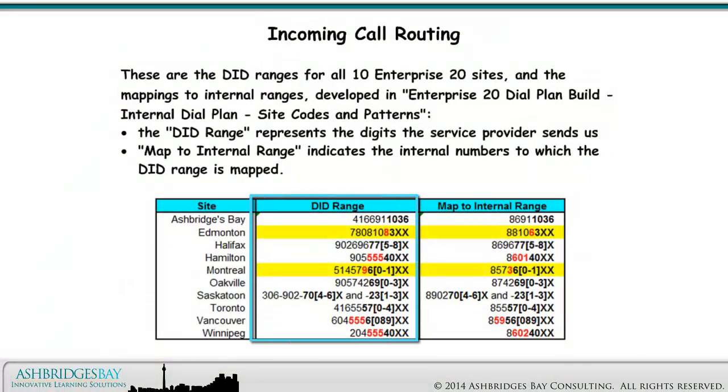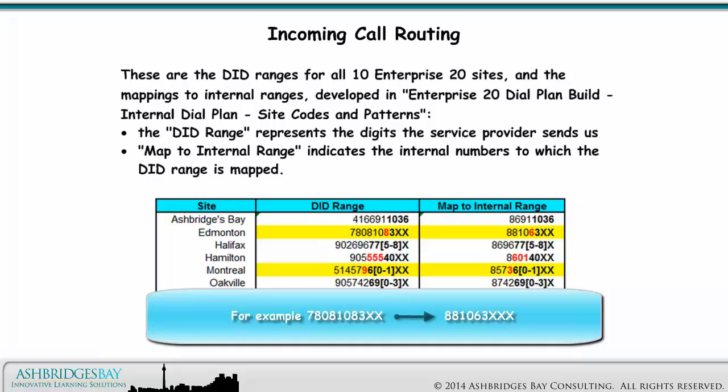These are the DID ranges for all 10 Enterprise 20 sites, and the mappings to internal ranges described in Enterprise 20 Dial Plan Build, Internal Dial Plan, Site Codes and Patterns. The DID range represents the digits the service provider sends us. Map to internal range indicates the internal numbers to which the DID range is mapped.